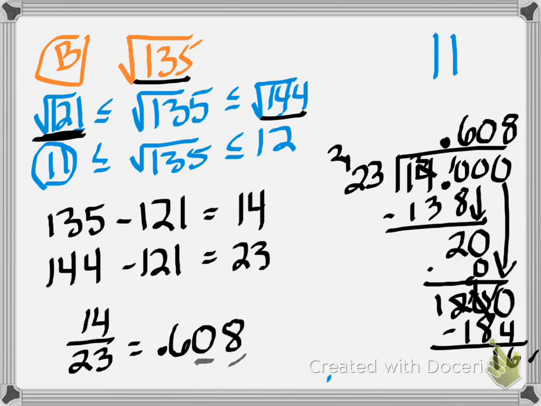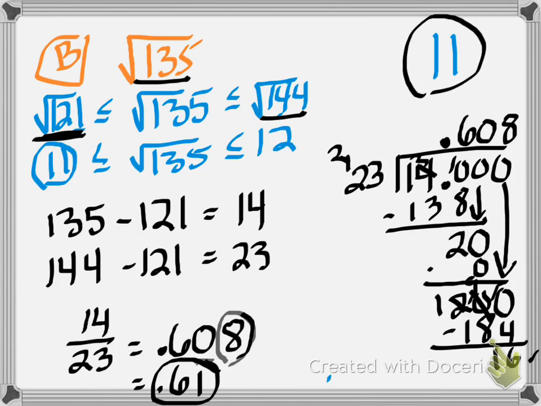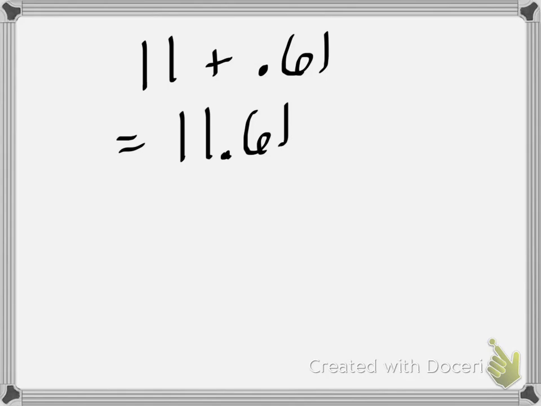Now I want to round it to the nearest hundredth. So I need to look at this number. 8 is greater than 5, which means I'm going to round 0.608 to 0.61. This 8 is greater than 5, so it makes the 0 go up to 1. Here's my decimal part, 0.61. Here's my whole number part, 11, plus 61 hundredths, 11 and 61 hundredths.